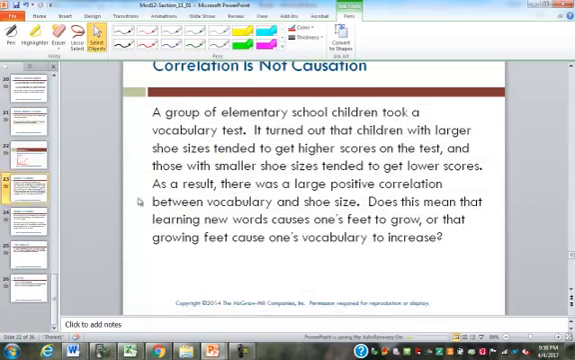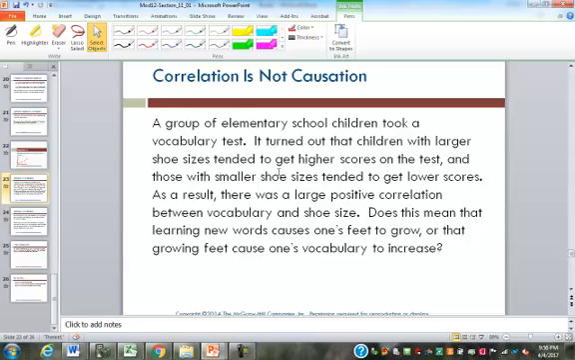and you score higher on tests. So here we're looking at a group of elementary school children who took a vocabulary test, and it turned out that children with larger shoe sizes tend to get higher scores on the test. So again, there's a case where either one of two things happened. Either the older students happen to have larger feet, and they're older, so they'd have a larger vocabulary. So both of those changes in those variables were caused by the same single cause of age. The shoe size did not affect the vocabulary or the other way around, but they were both affected by a common cause.